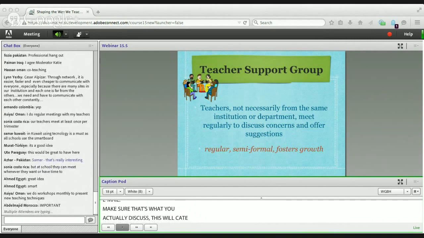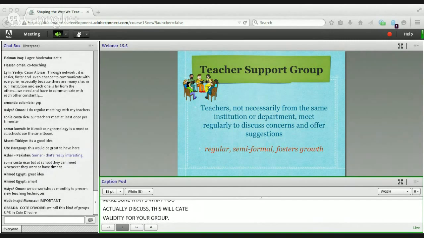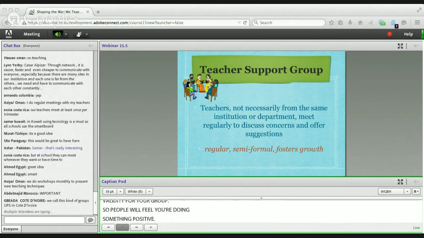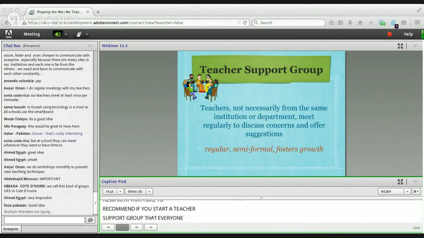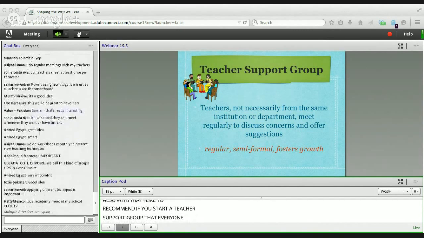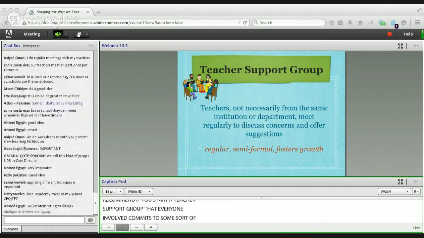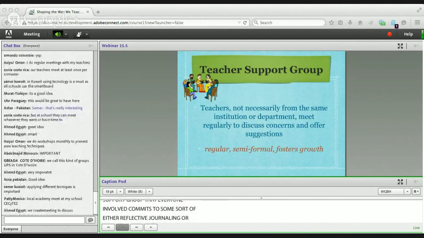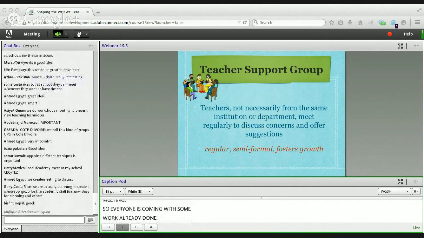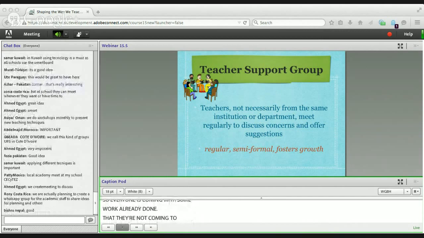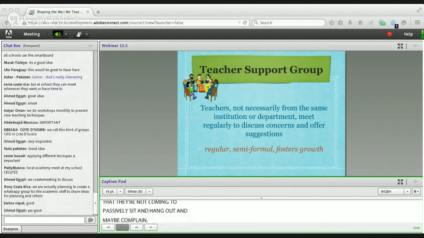Also with that, I like to recommend that if you start a teacher support group, that everyone involved commits to some form of either reflective journaling or critical analysis prior to the meeting, so that everyone is coming with some work already done, that they're not coming to just passively sit and hang out and maybe complain. I mean, we tend to like to complain when we get together about everything that's going wrong. Try to keep it positive, try to keep it productive and constructive.